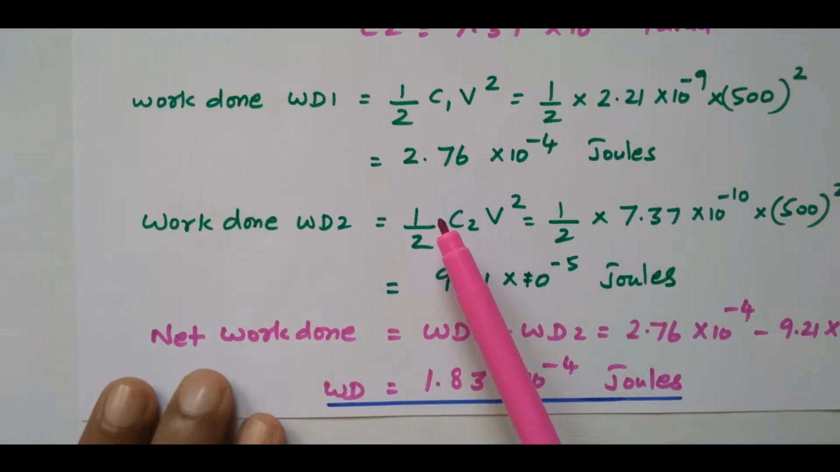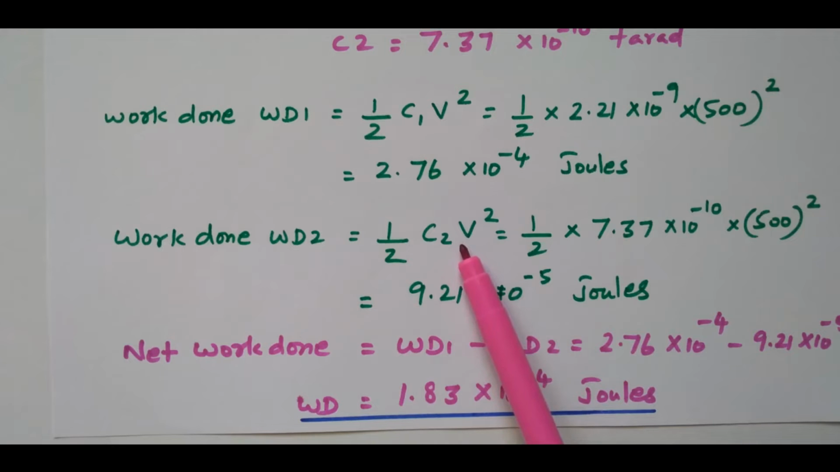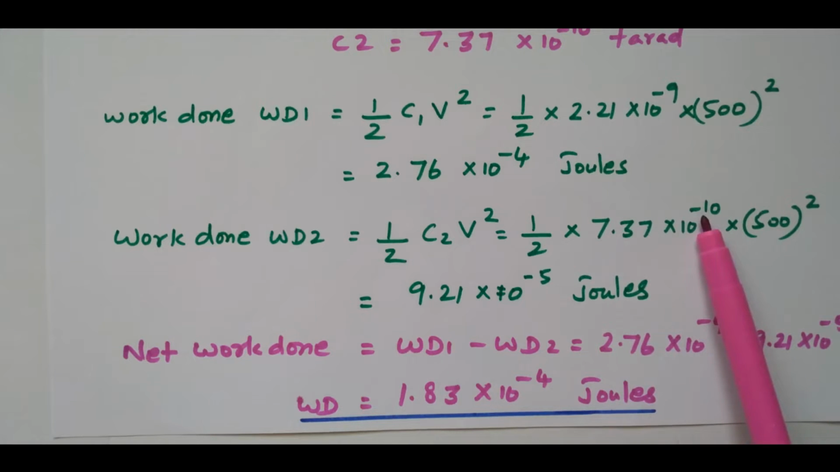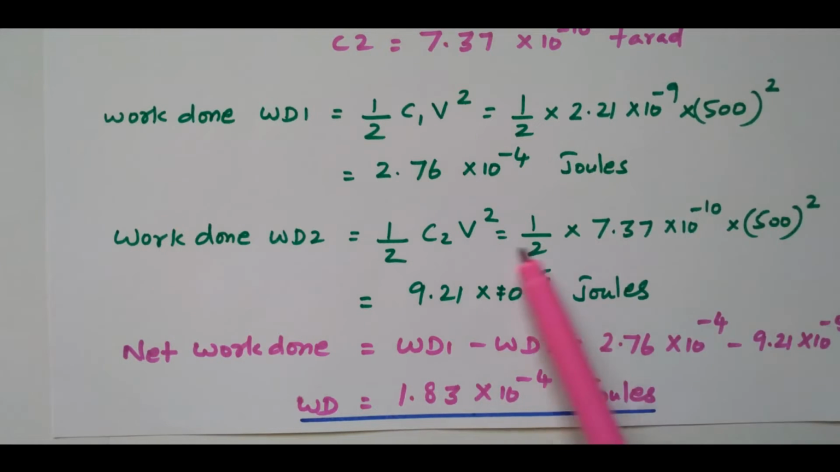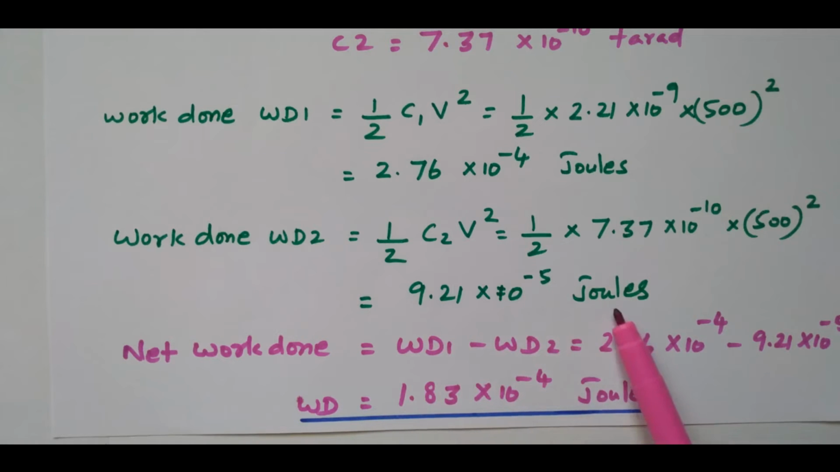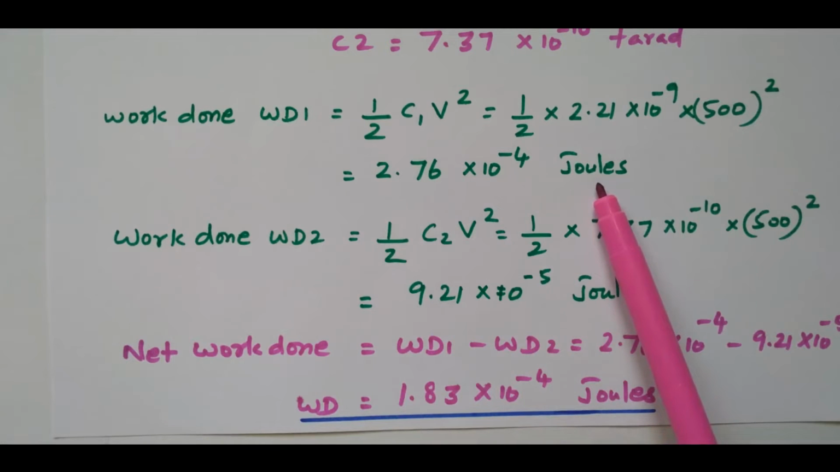When the capacitance is C2, half C2 V square. When it is 3 millimeter, the capacitance value will be C2. For that, the work done will be half C2 V square. Half into C2 is 7.37 into 10 to the power minus 10 into 500 square. V square is 500 square. By simplifying, we got 9.21 into 10 to the power minus 5 joules. So this is the work done when it is 1 millimeter, and this is the work done in 3 millimeter.